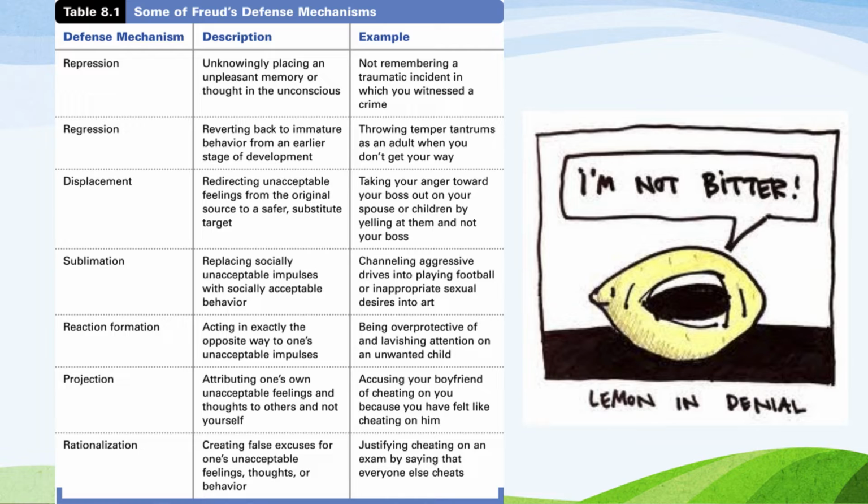Displacement is something we've probably all experienced before. If you've ever taken out your anger on someone who wasn't deserving, then you've experienced displacement. It's when we redirect our feelings from the original source to another target. So for example, if I have a really horrible day at work and I come home and I lash out at my kids or I lash out at my husband, that would be an example of displacement. Sublimation is taking an unacceptable impulse, something that society wouldn't find acceptable for us to express, and finding a more acceptable way of acting it out.